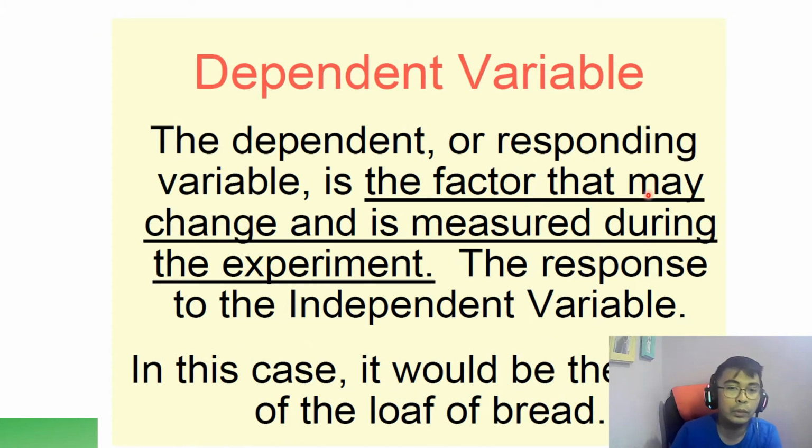Next, aside from that, we also have the dependent variable. The dependent, or what we call responding variable, is the factor that may change and is measured during the experiment. This response to the independent variable is the dependent variable. So in the case of John's experiment, it would be the size of the loaf or the bread. Okay? So yun yung dependent.